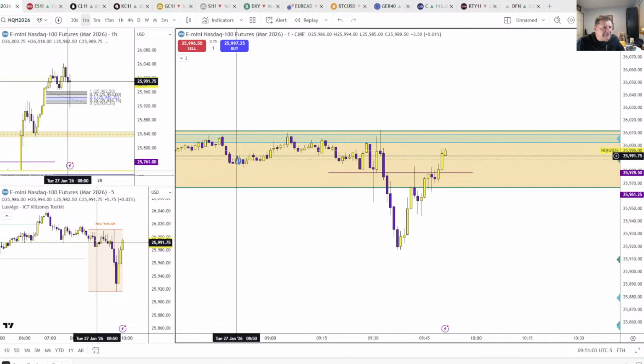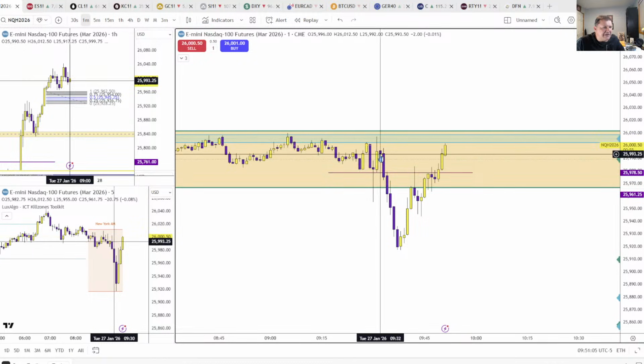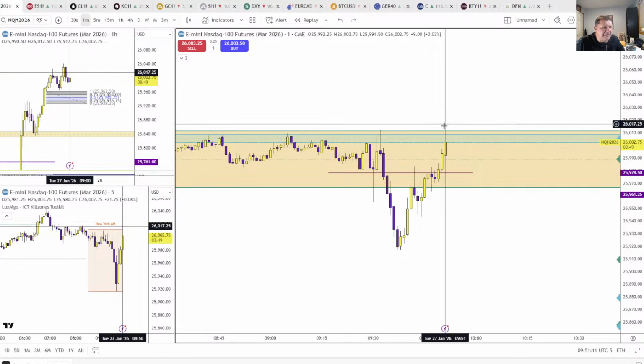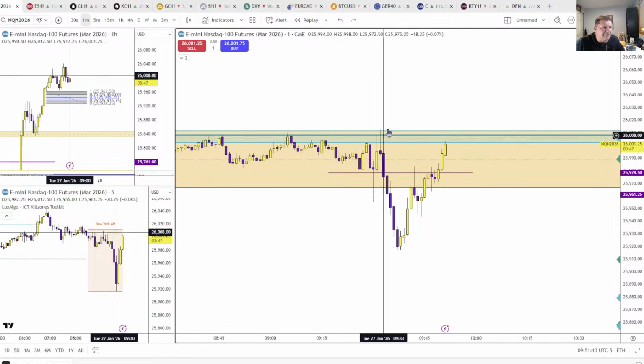There you go. There's the retest. I didn't get in on that. That's the retest right there. See how we closed above it? We literally gapped down a little bit into it, grabbed it, and ran. Now you're looking for range extension.